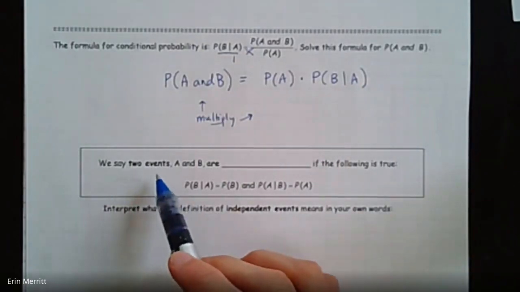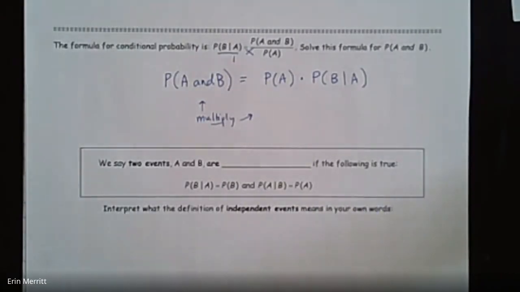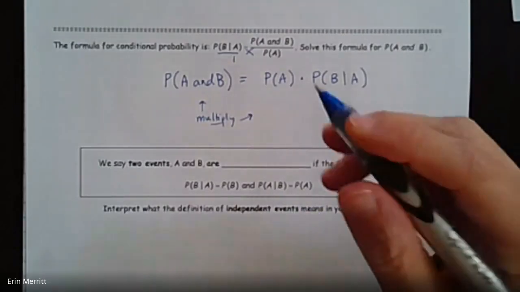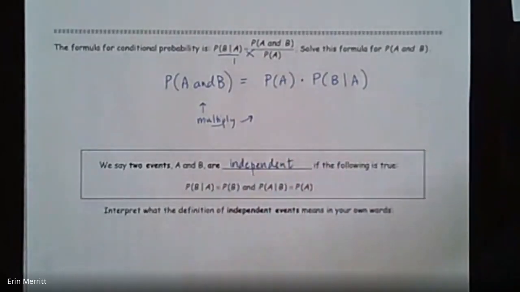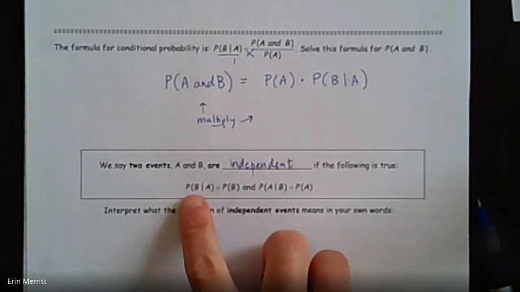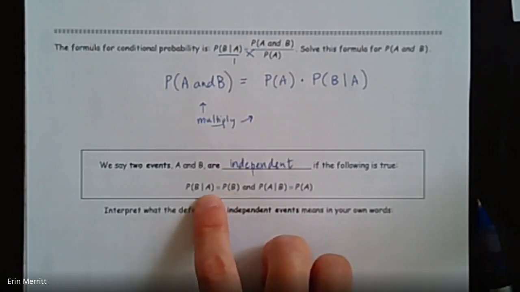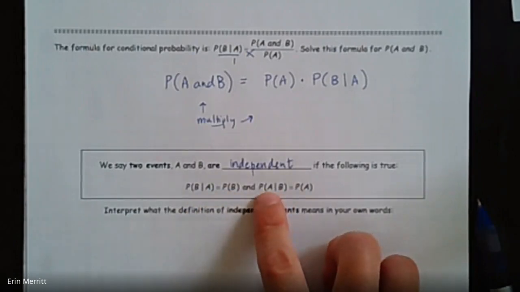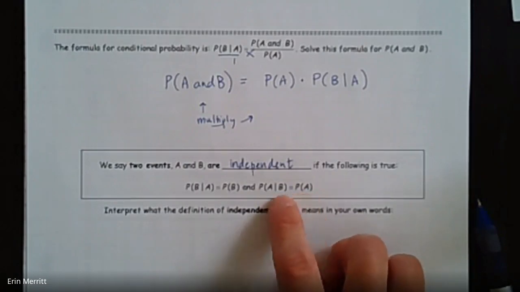Right? So it says we say 2 events A and B are blank if the following is true. And in this case, if the probability of B given A equals B and the probability of A given B equals A, we would say that they are independent. Now, it looks a little wordy at the moment, but what that means is they're saying the probability of B, given that A has happened, is just the same as B all by itself, meaning that A had no effect on it. And if the probability of A, given that B has happened, is the same as just the plain old probability of A, means that B had no effect on it.